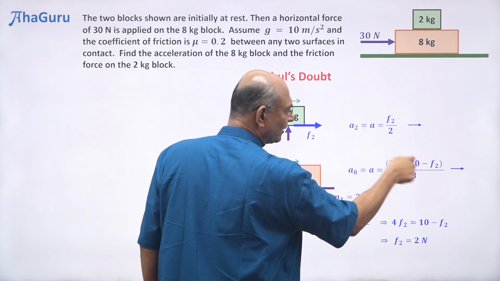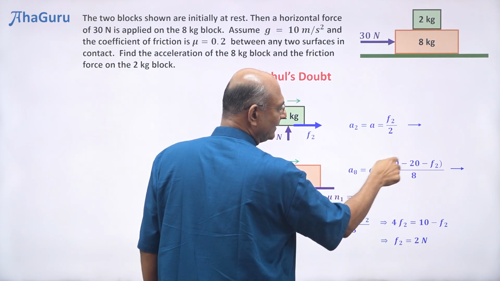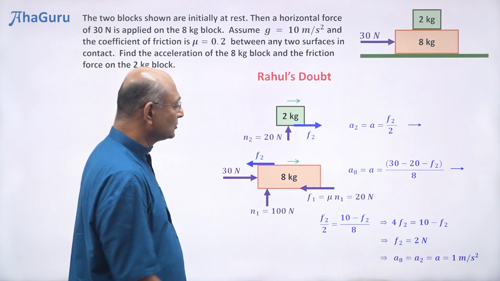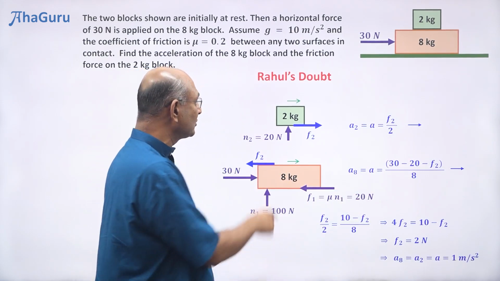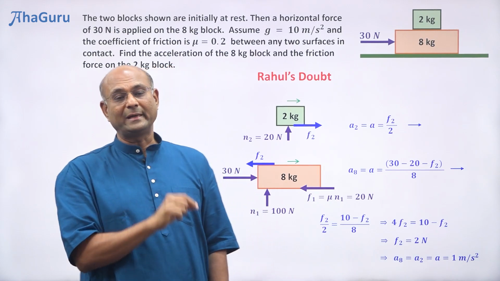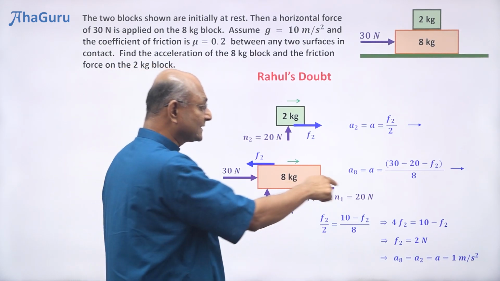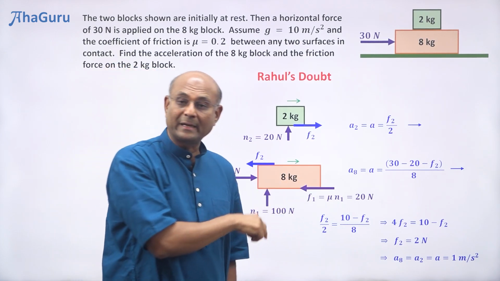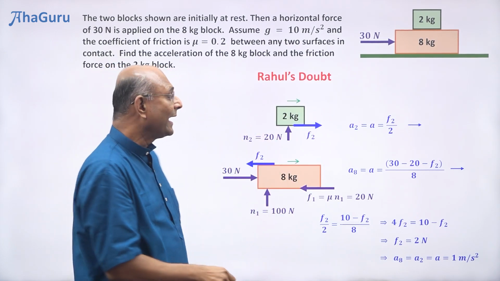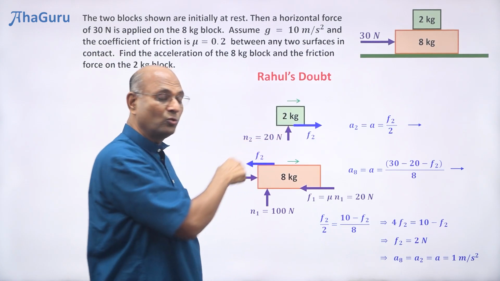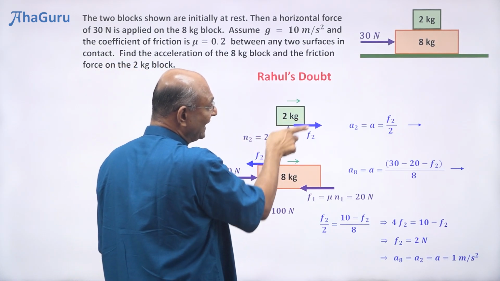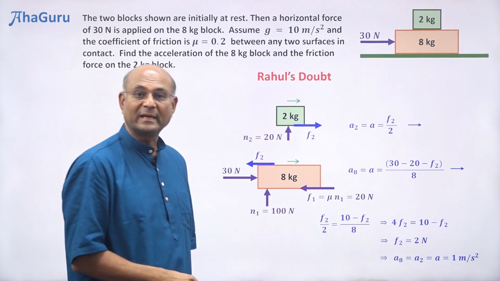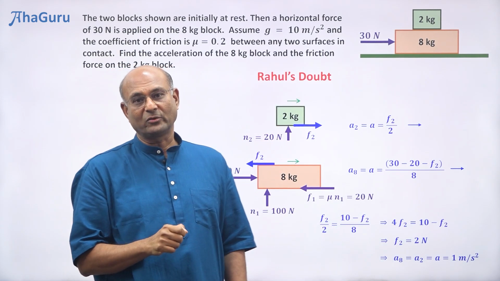But suppose I put it here, what will happen? I'll get 10, right? 30 minus 20 is 10, minus 2 is 8. 8 by 8 is 1. So either way, I'm going to get the acceleration of both blocks as 1 meter per second square. So this is the correct answer. The acceleration of the 8 kg block is 1 meter per second square in this direction, and the friction force on the 2 kg block is in the forward direction. How much? F2 is 2 newtons. Okay.